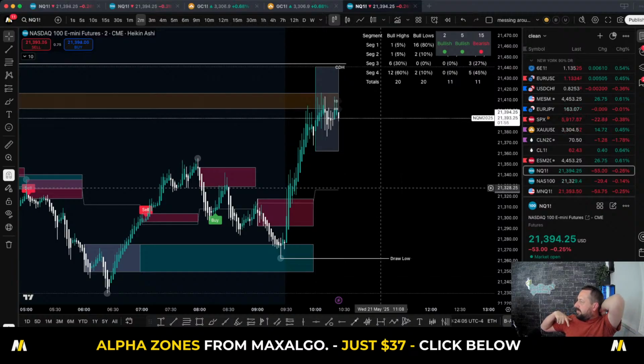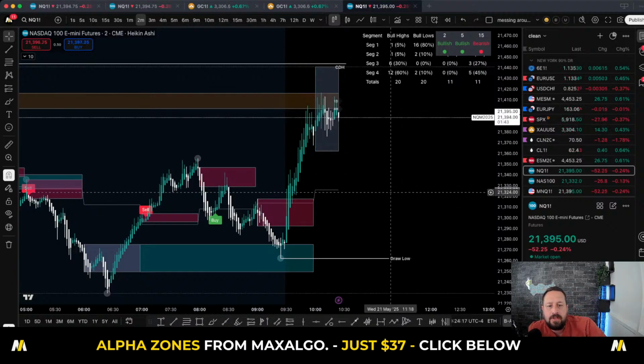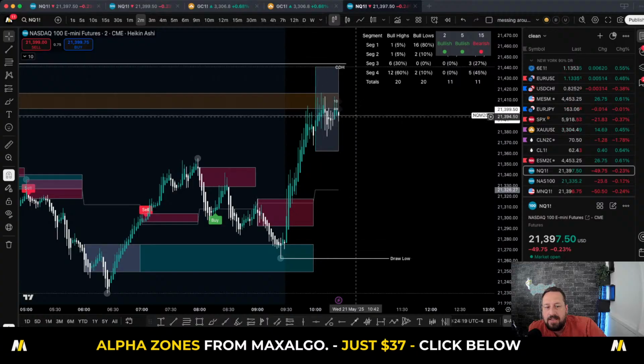Go on your other TradingView free one and add yourself to see what it looks like when it comes through as a third party. Another nice rejection off the daily.